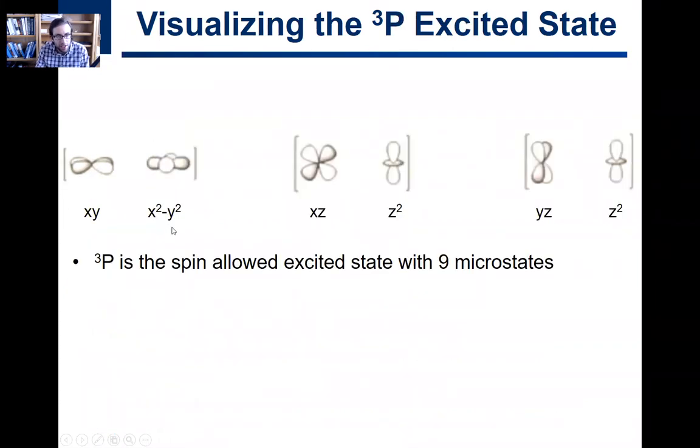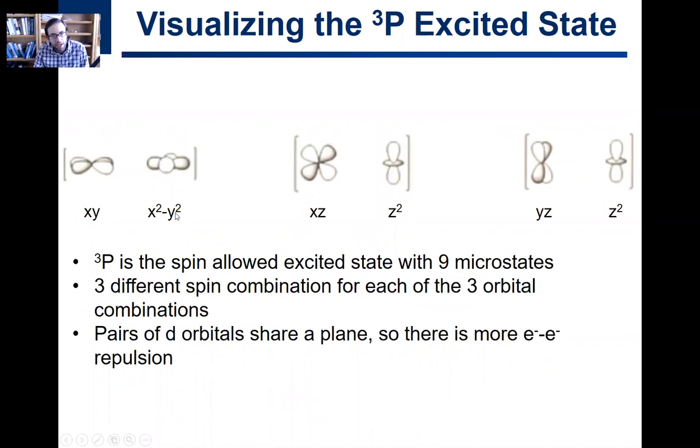The triplet P was the excited state because it put electrons, although in different orbitals, because it's a triplet, in orbitals that shared a plane, and so that increased electron repulsion.